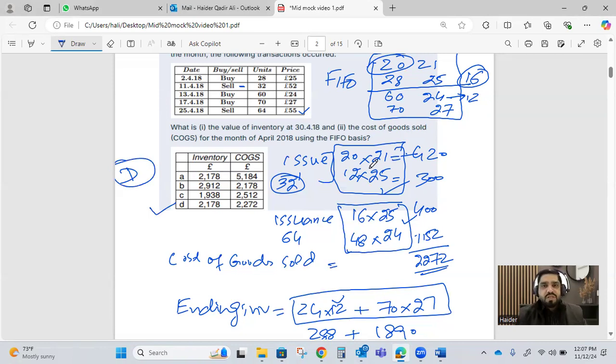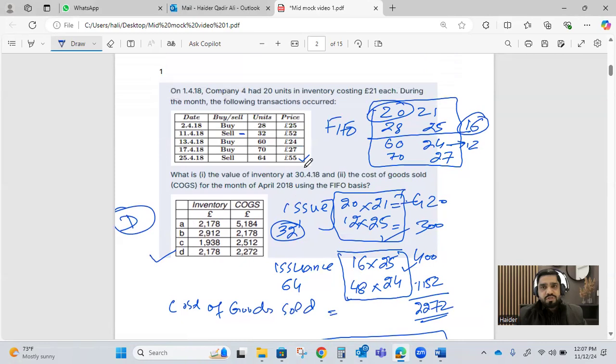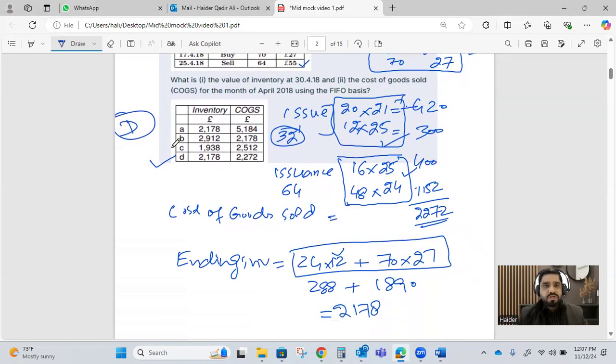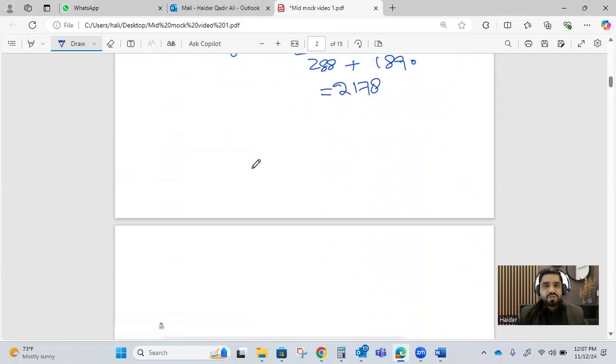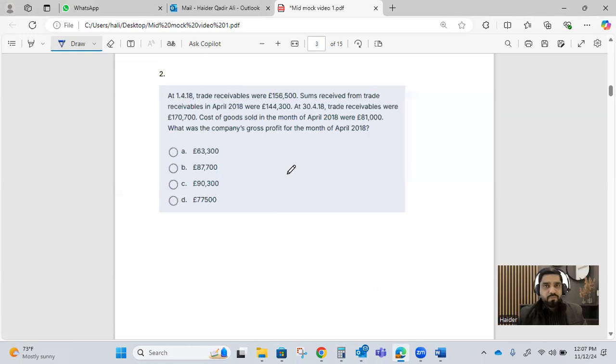So you can see in this type of question, a lot of calculations are involved, but the trick is you should never use the selling price when you are calculating the issuance, because we are using FIFO costing and we have to take only the cost of these items according to the first in, first out method. So the obvious answer is D. That's the correct answer. Let's move to the next question.